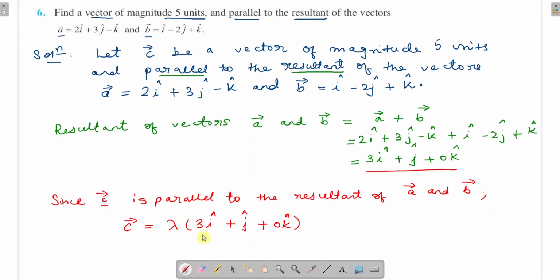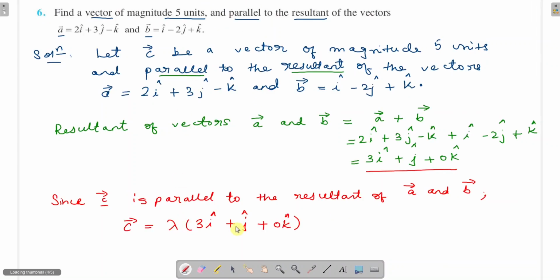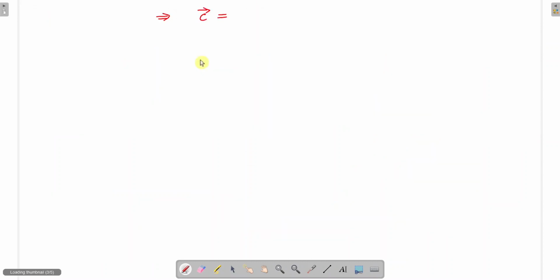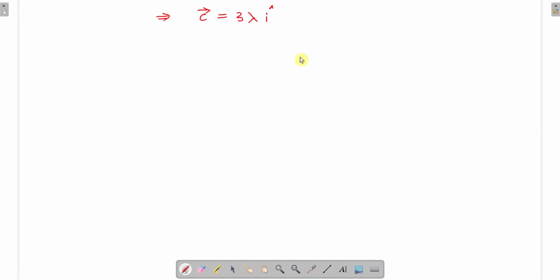the resultant vector. Now from here what we will get is c bar is equal to, we will multiply this lambda, and this lambda is a scalar. Now we will multiply this lambda to this vector, so 3 lambda i cap, then lambda j cap, and plus 0 k cap.